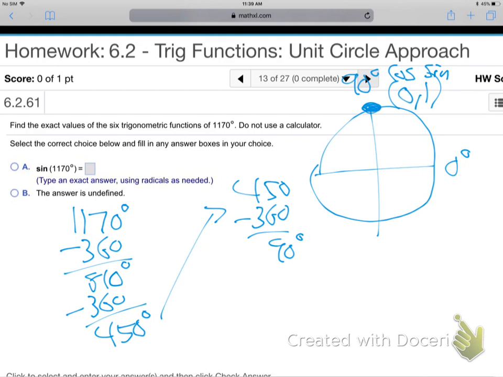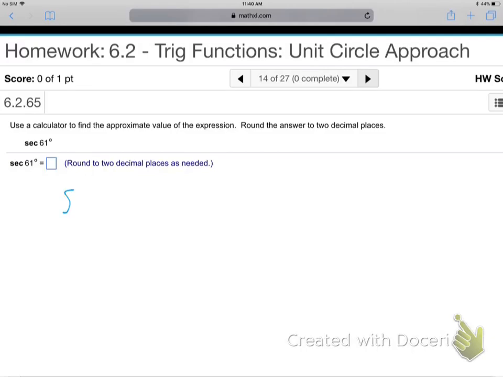Easy? Of course, it gets a little easier at this point. So secant 61 degrees. How are we going to do that? We don't have a secant button on our calculator. It's 1 divided by cosine. Yeah, it's 1 over cosine.